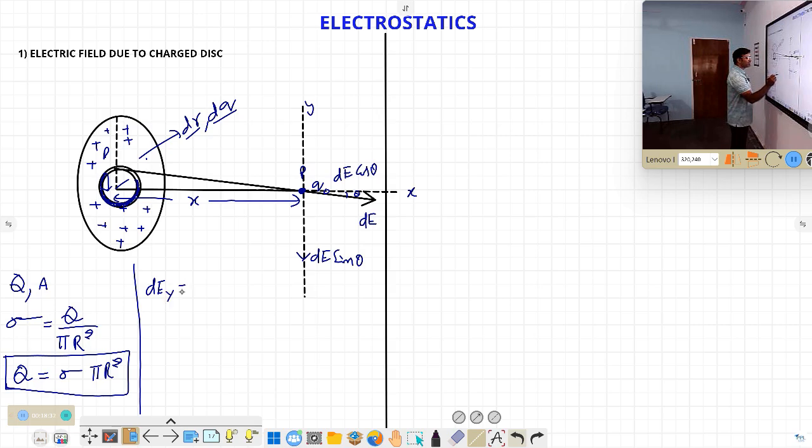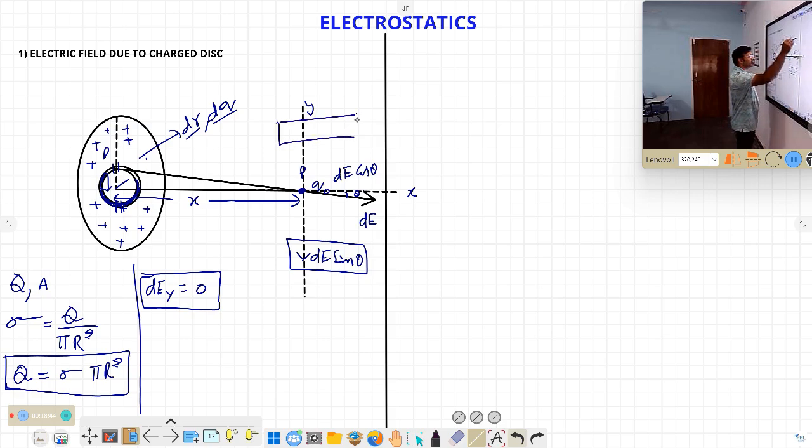Okay, the dE y component will become equal to 0, because the vertical components of the electric field due to the lower part and the upper part will get cancelled. So dE sin theta will get cancelled here due to the opposite portion of the ring. But there is a dE cos theta, so we have the electric field due to this small elementary portion of the ring at this point, that is dE cos theta.